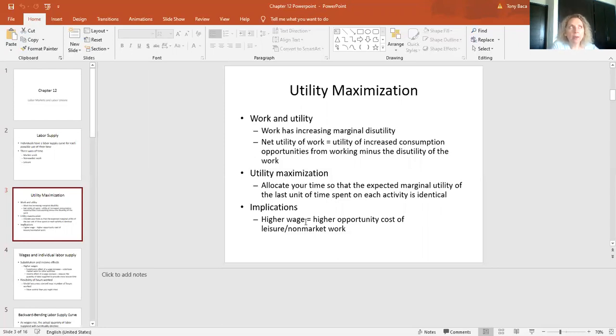And so when I compare those two, right? Because my high wage has such a high opportunity cost, chances are I'm going to pay people to do my non-market work for me. Because I don't want to pay people to do my leisure for me, right? I want my leisure myself. And so the more money you make, the less time you spend on non-market work, and typically, at least in the beginning, the more time you spend on your market work.